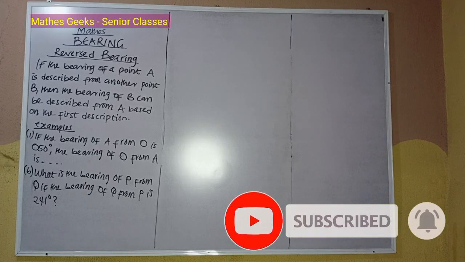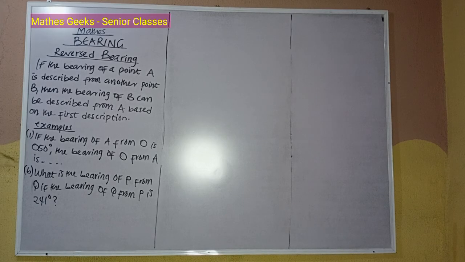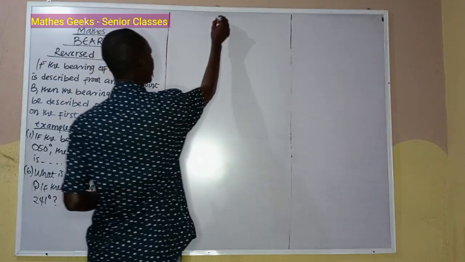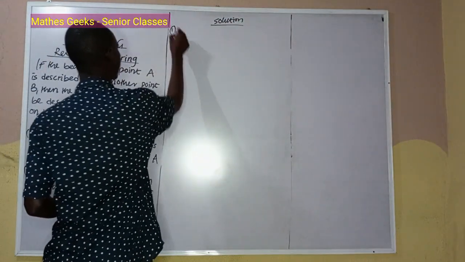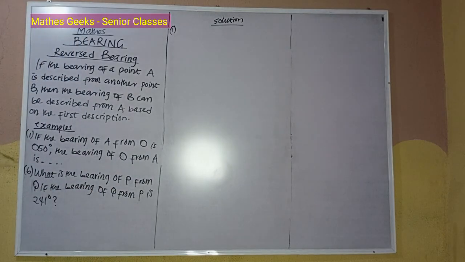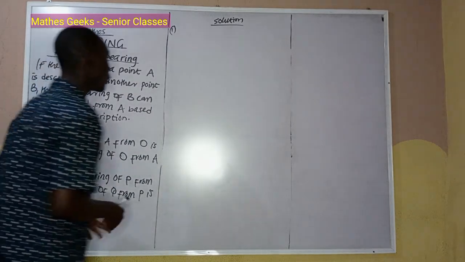A better way to explain what reverse bearing is, is just by treating the example. After I've treated the example, I think I'll draw your mind back to why it's called a reverse bearing. So let's solve solution number one. So we are going into bearing properly.